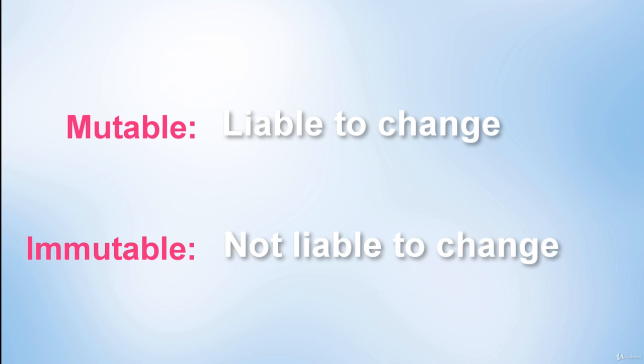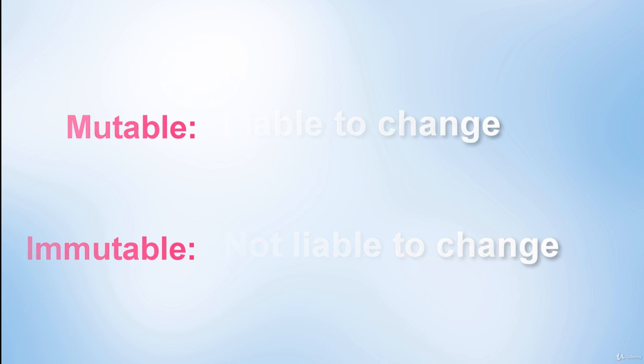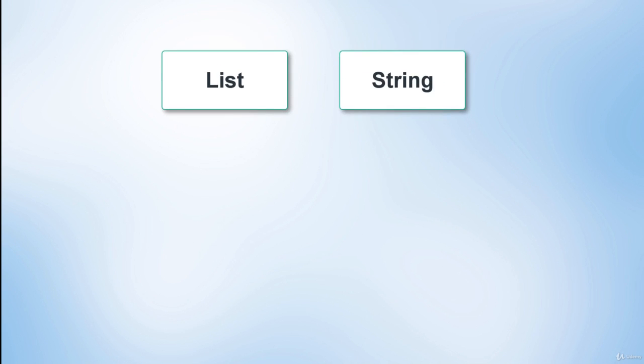If an object can be changed, then it's mutable. If an object cannot be changed without creating a completely new object, then that would be considered immutable. This leads us to our next discussion. Lists and strings. We saw that they were very similar data types in the sense that they both share similar methods. However, they are distinct in many ways.